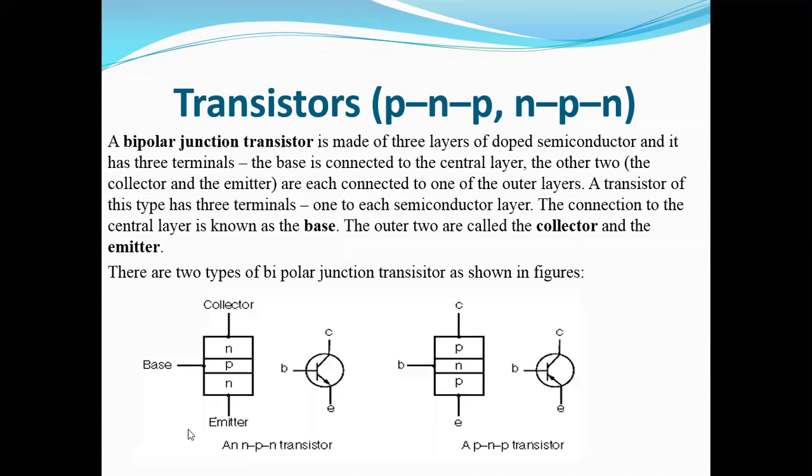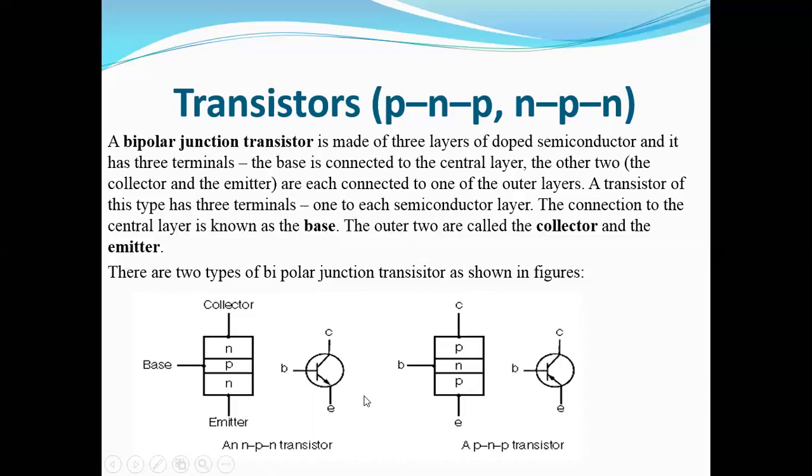Let me show you here. So here, as you see, this is called base, this is called collector, and this is called emitter. How are you going to differentiate whether it's a PNP or NPN transistor? You are going to check the direction of the arrow. If the arrow is from base to emitter, it is an NPN transistor. If the direction of the arrow is from emitter to base, it is a PNP transistor.